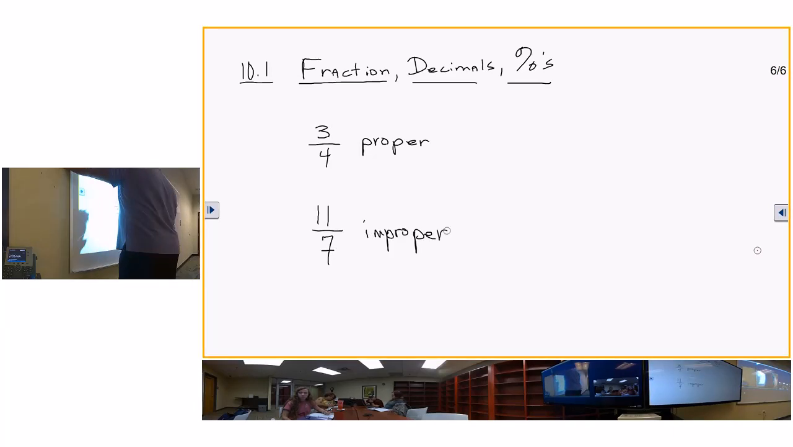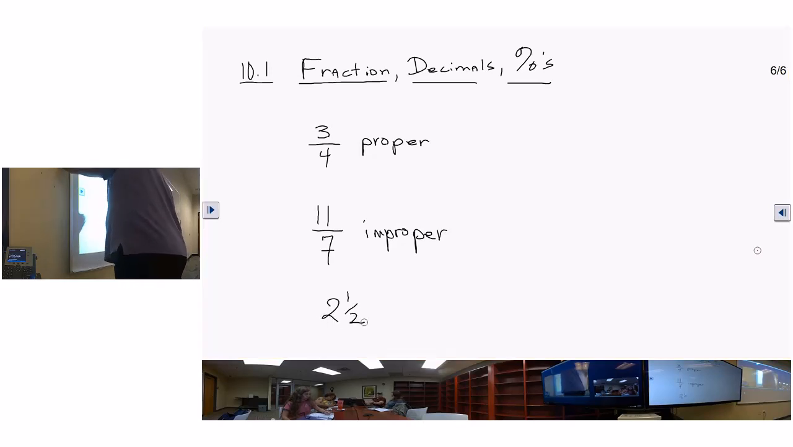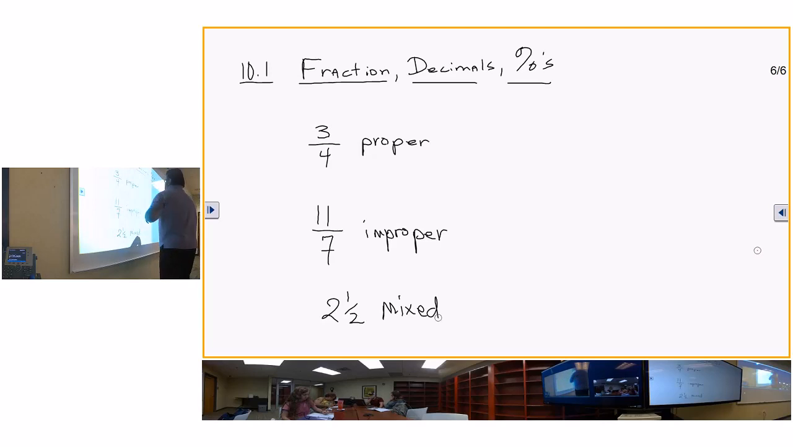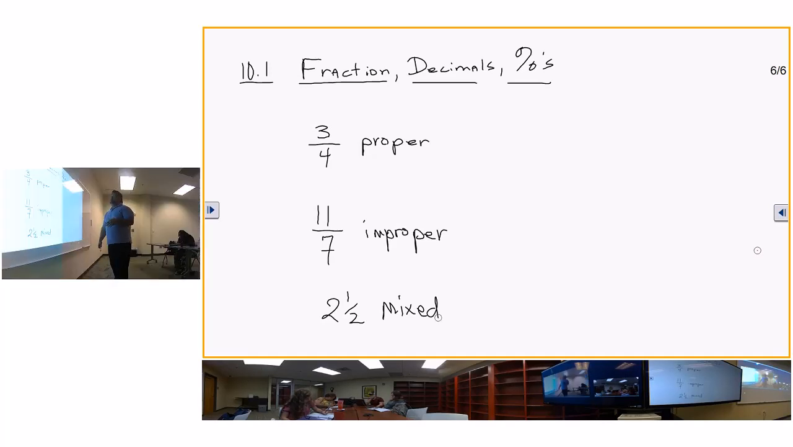And then, of course, you have mixed numbers, which are used for units of what? Measurement. Now, we've already talked about how to add, subtract, multiply, and divide, but what if we want to convert? Then you convert by just doing it.